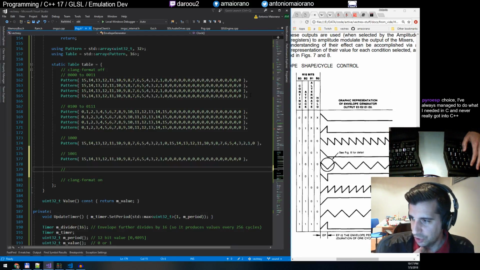Choice, I've always managed to do what I need in C and never really got into C++. Man, you should totally check it out. I mean, it's really C, but with lots of nice extra features. You know what I mean?